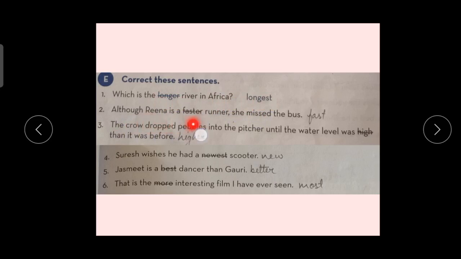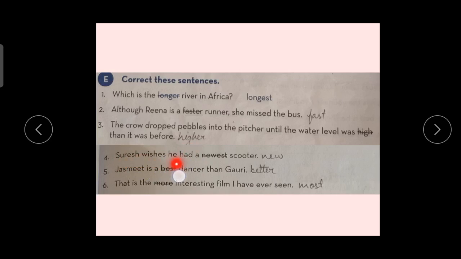Although Reena is a faster runner, she missed the bus. Here we are talking about only Reena. That means we have to use positive degree. Positive degree of faster is fast. The crow dropped pebbles into the pitcher until the water level was higher than it was before. It should be higher, but here the word high is given. That's why we have cut this word and written the correct word at the end of the sentence.